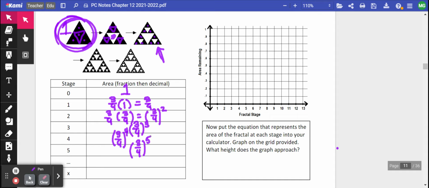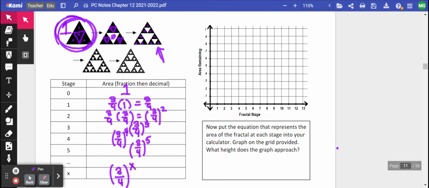So I want you to notice we have in the first iteration, that's what we call the application of the rule, our area was 3/4. The second time we applied the rule, the area was (3/4) squared. The third time, (3/4) cubed. Fourth time, (3/4) to the fourth. So if we did this x times, we would have an area of (3/4) to the x power.